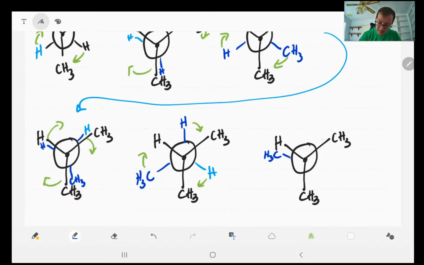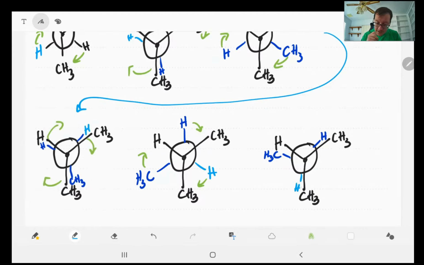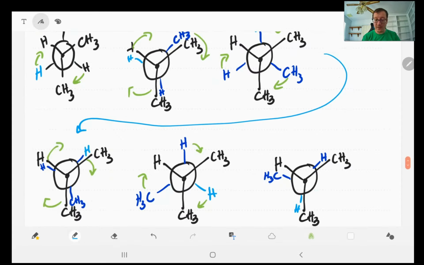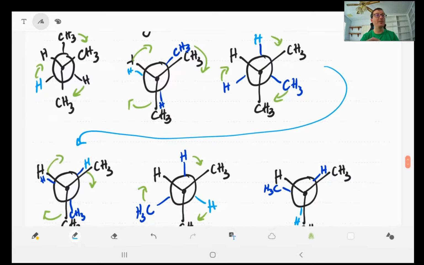Block that off. Put an H there, and then we have our light blue H. And if we rotate this one more time, we end up with our original molecule where we have the light blue H in the bottom left. So we see here as we've done this, that light blue H has moved all the way around the circle.